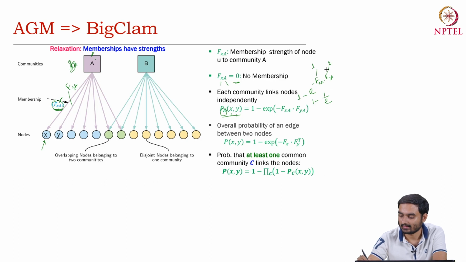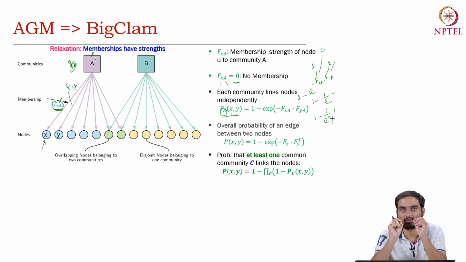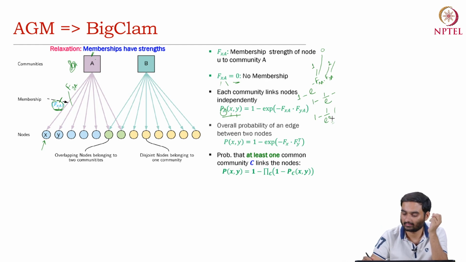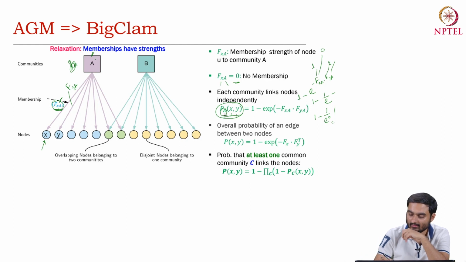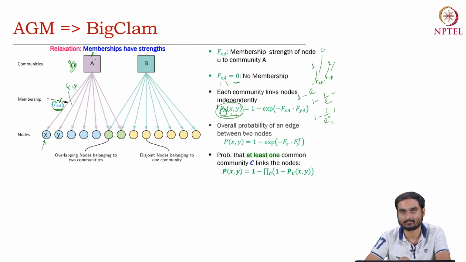right, and so this is case 1. Okay. Case 2, assume that this is 0, this is 1. So one belongs to the community, the other does not belong to the community. What would happen? This would be 1 minus e to the power 0, which would be 0. So if at least one node does not belong to the community, this probability would be 0, right. If both the nodes belong to the community, then the probability would be maximum. Okay.